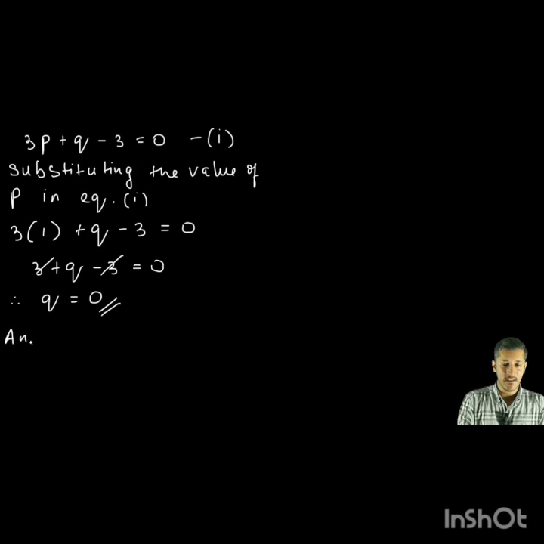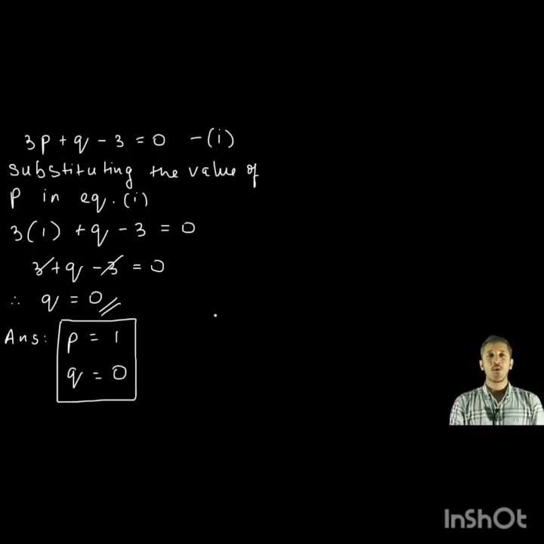Final answer, p equals 1, q equals 0. This is the final answer that we have got. Okay, I hope everyone understood this. Please make a note of it.